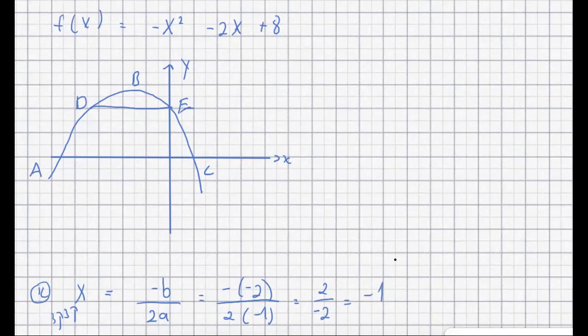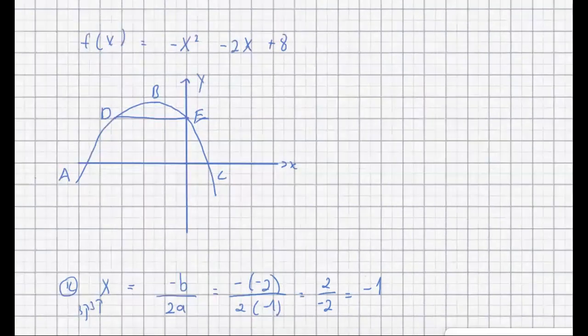Now, how do we find the y? Do you put the minus 1 in? Put it where? Do you put it into this equation? Yes, because this is the equation of this parabola. And B is a point on the parabola. And now we found the x of this point. So you were 100% correct. In order to find the y, you just plug it in the equation.